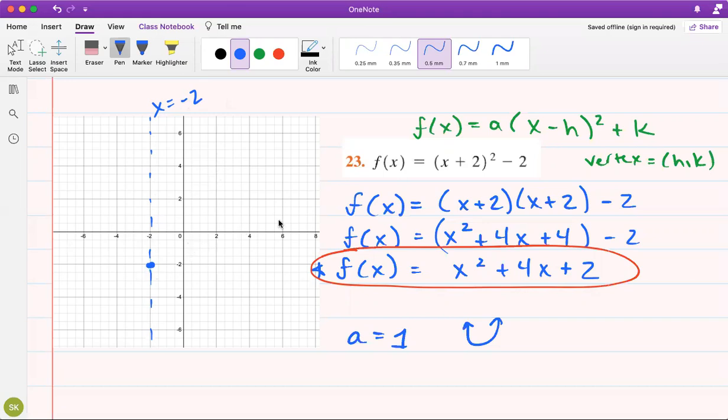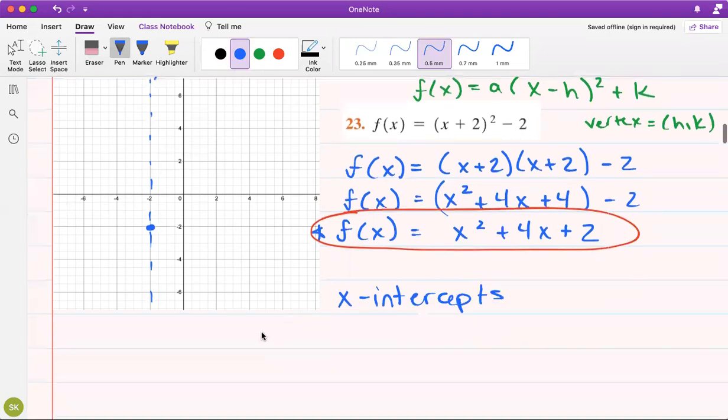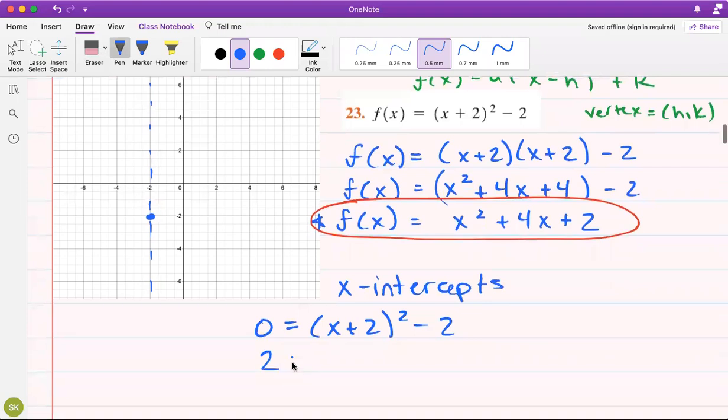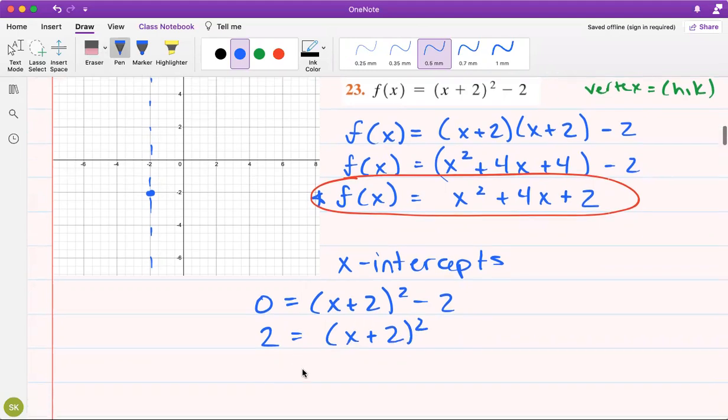I think the easiest thing to find is the x-intercept. So what I'm going to do is figure out where we cross the x-axis. And how you do that is you set the equation equal to 0. So 0 is equal to x plus 2 squared minus 2. And then I'm going to move the 2 to the other side. Then we can take the square root of both sides. So we get x plus 2 is equal to plus or minus the square root of 2. So you see that x is equal to negative 2 plus or minus root 2.